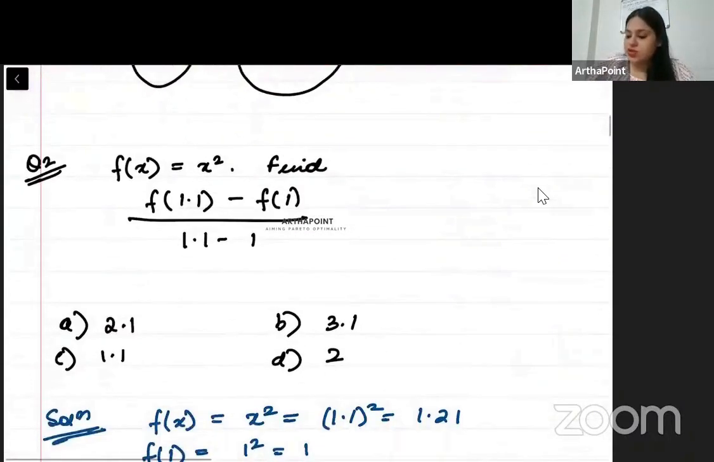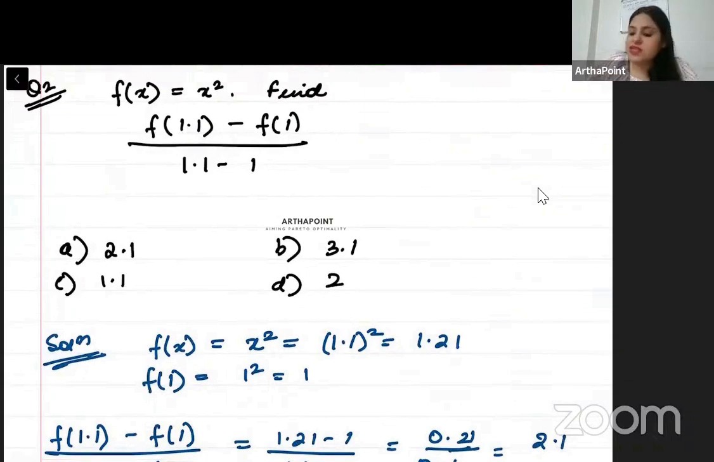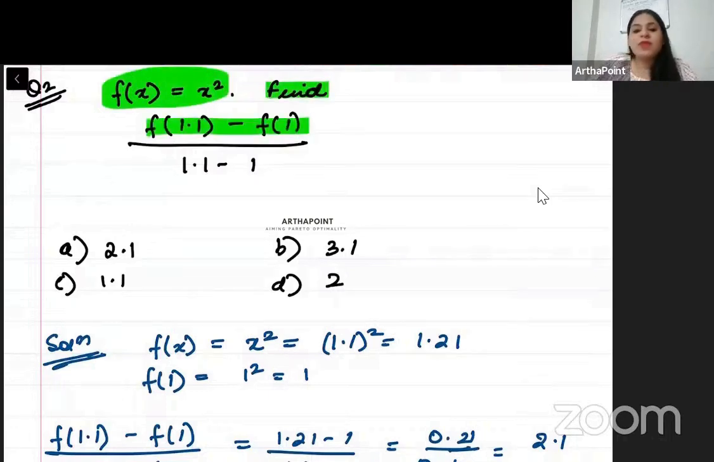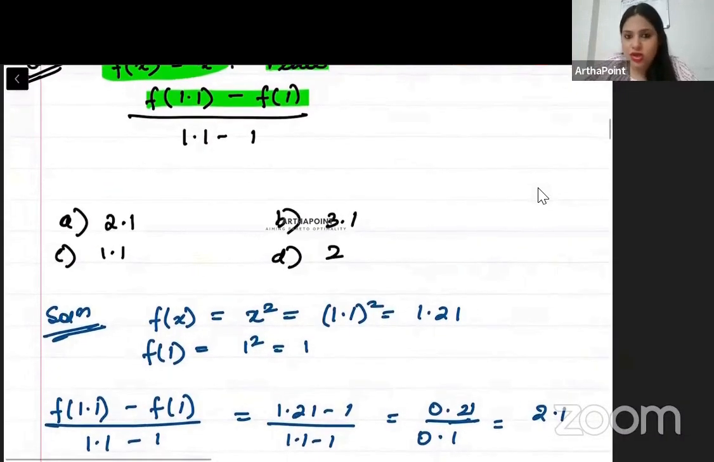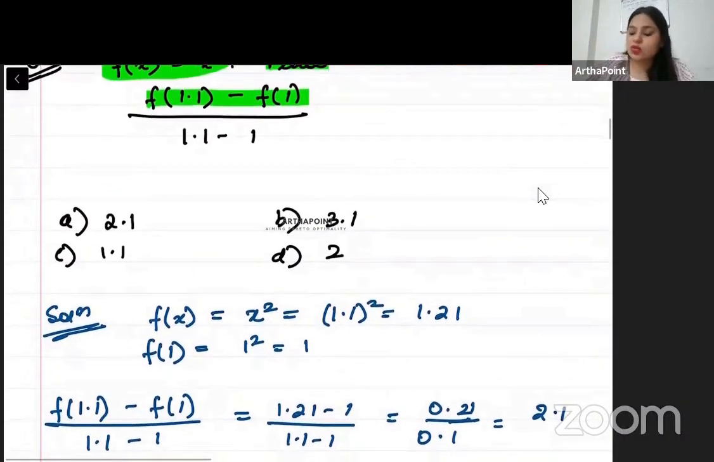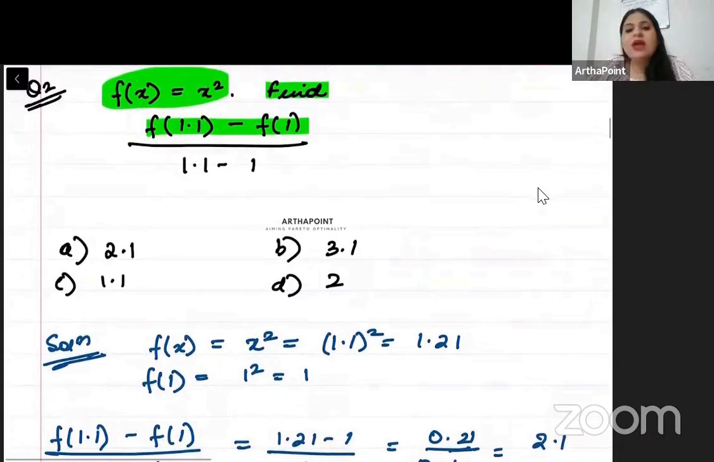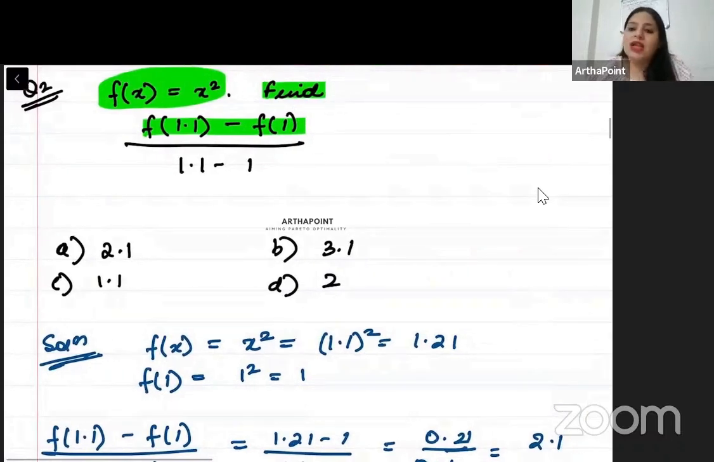Okay, let's go to the next question. You are given f(x) is equal to x squared. Find f(1.1) minus f(1) upon 1.1 minus 1. Now, the easiest way to do this question is simply to find the value. We know this is the definition of derivatives, right? So we could have gone ahead and done that also. There is nothing wrong in that. But because this is so easy, I would always prefer to just put the value and check.